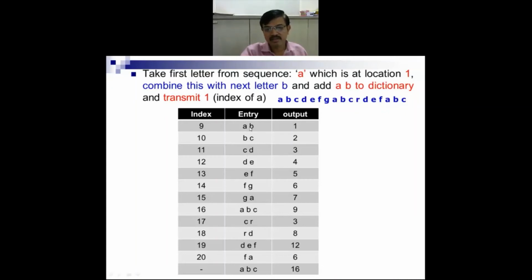And what is the output? Output is simply the index of the prefix of the entry made in the dictionary. So for the entry ABC, the prefix is AB, and for AB the index is 9. So in the output I'm going to say 9. So the process becomes a little bit simple. More compression is possible in LZW as compared to LZ77 and LZ78. I hope you understood the encoding part. Before going to the decoding, let me understand if you have any doubts in this particular process.